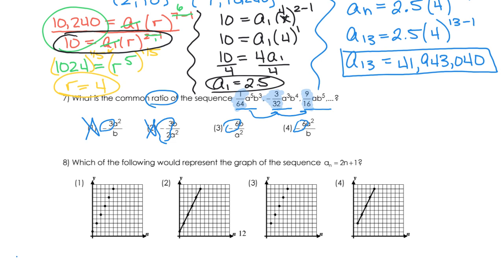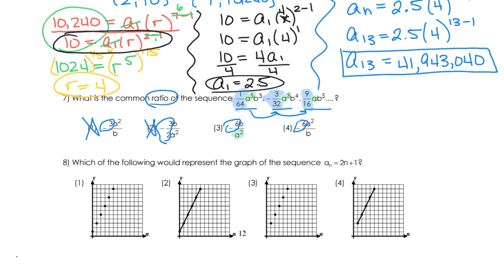If I highlight my variables so we can focus on them now, I have a to the 5th, a to the 3rd, and then a. So you can see that my exponent is going down by 2 each time. If I want my exponent to decrease, or be subtracted by 2, then where does the a squared have to be, on top or on bottom? It has to be on the bottom. And so I think that it's number 3.